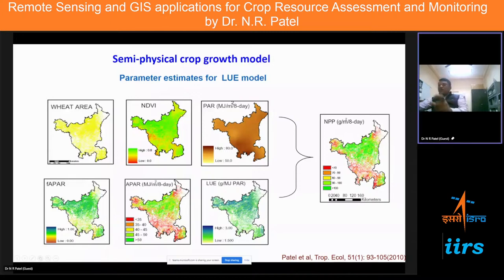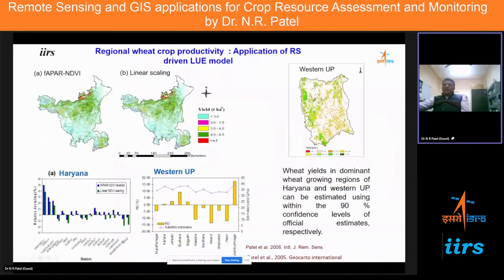When you sum the biomass of every 8 days from emergence to harvest, you get the total biomass. Then total biomass is multiplied with the harvest index. Harvest index means nothing but economic yield to biological yield, which is around 0.35 for the wheat crop. So you finally get the yield. Now you see, this is a yield image for one approach. In another approach, you see most districts are within a 10% estimate, so you could forecast.